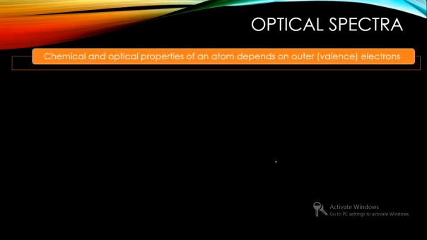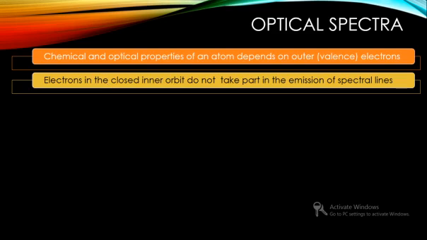So the point inferred from the electronic configuration is that the chemical and optical properties of any atom will depend upon the outer or valence electrons, the number of valence electrons. Electrons in the closed inner orbits do not take part in the emission of spectral lines. They are actually locked inside. We have shown them in a box because they are completely filled, and so inner orbit electrons will not take part in the emission of spectral lines.